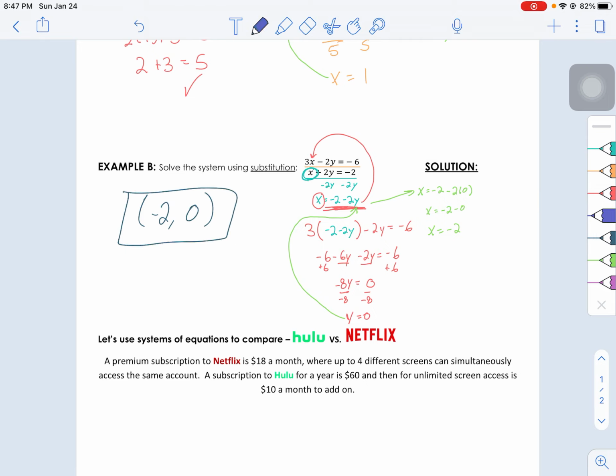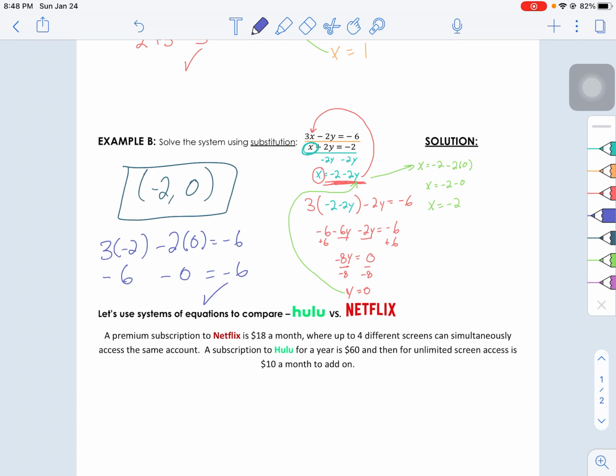And again, we can just check real quick. So let's plug in 3 times -2 minus 2 times 0 is equal to negative 6. So that's negative 6 minus 0, which does equal negative 6. So it's good.